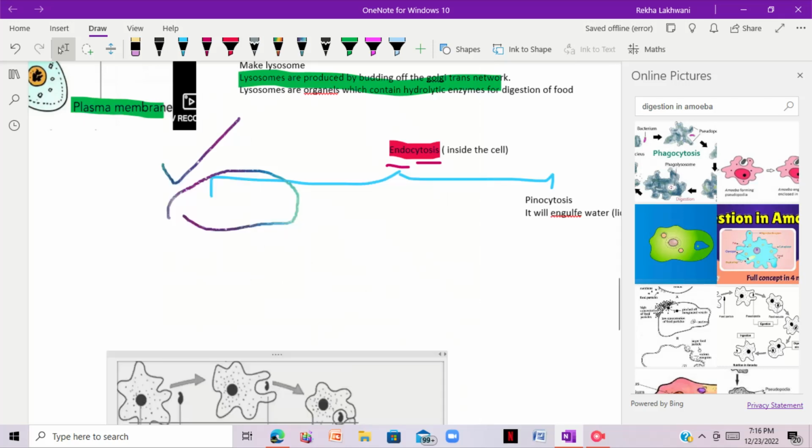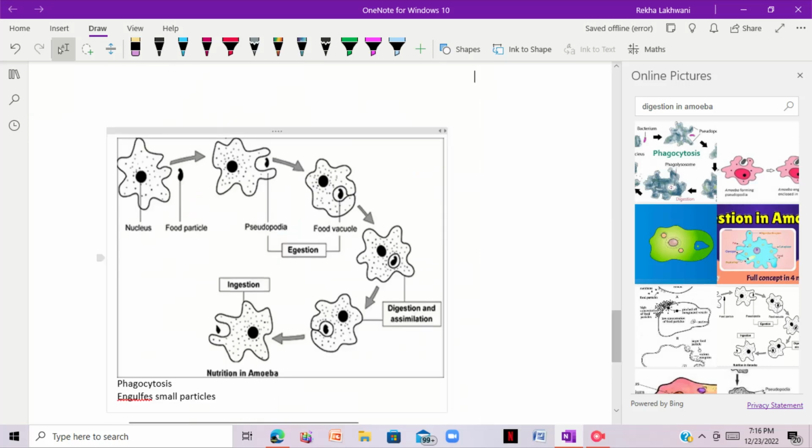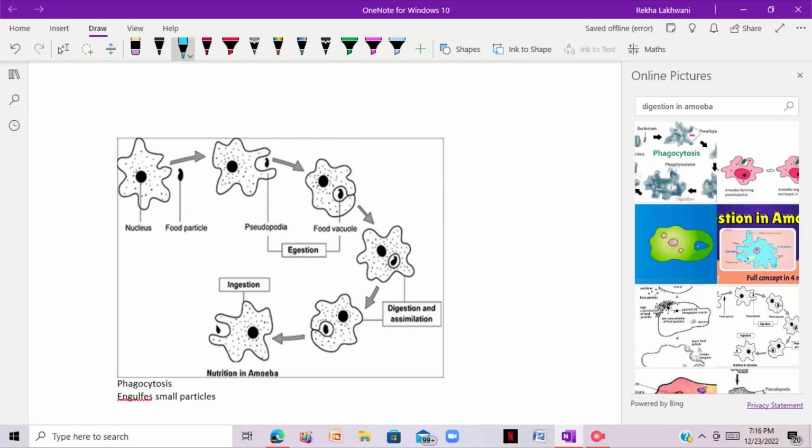Now absorption is done. When this digested material is utilized for many metabolic activities, such as respiration and binary fission, which is an act of reproduction, this process is known as assimilation. So digestion and assimilation have occurred.